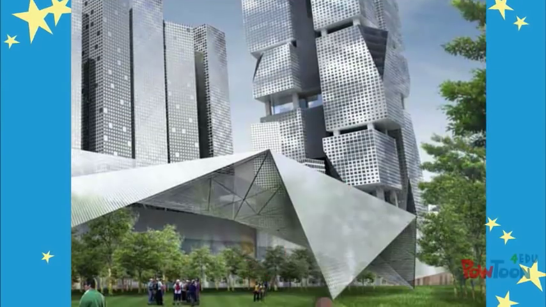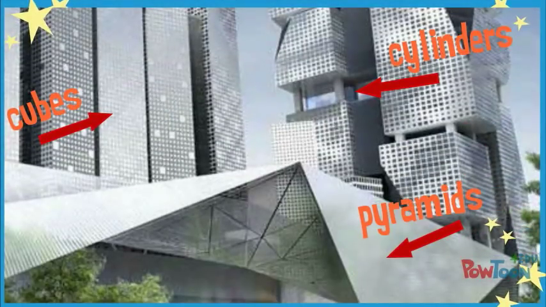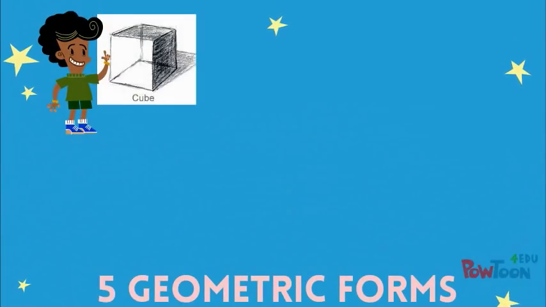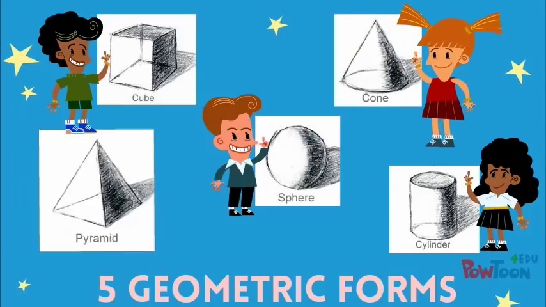Here is an example of a combination of basic geometric forms that are making up these buildings. I can see cubes, pyramids, and cylinders from this perspective of the buildings. These buildings would certainly be considered geometric forms, since they are made up of a combination of one or more of the 5 basic geometric forms: cubes, spheres, cylinders, cones, and pyramids.